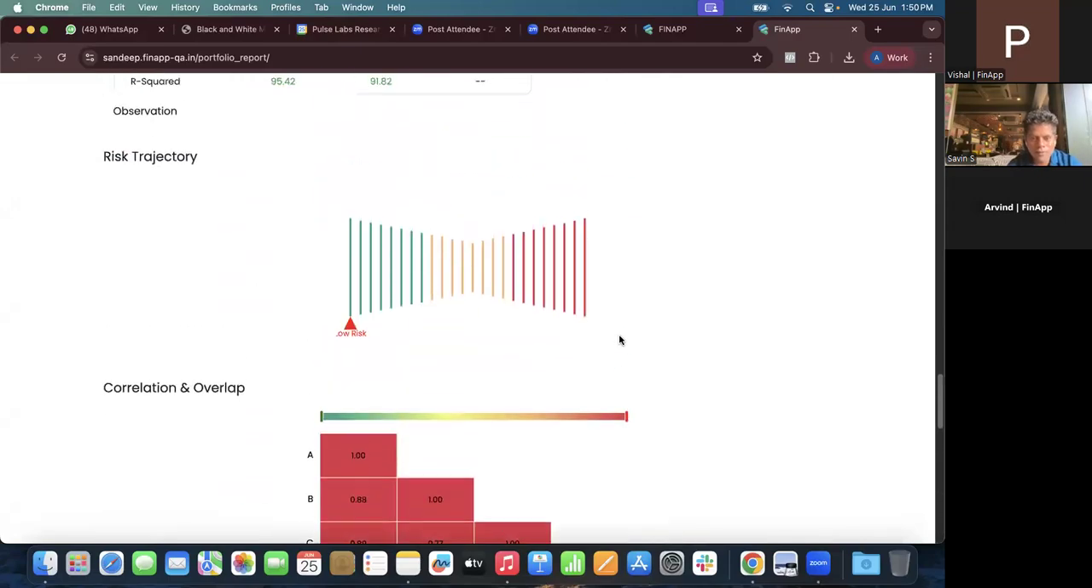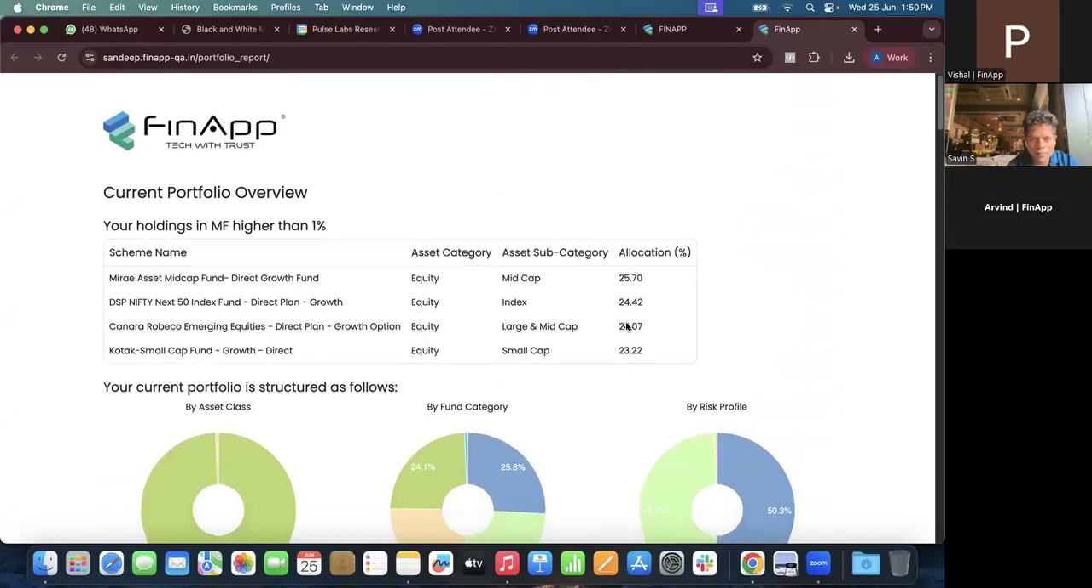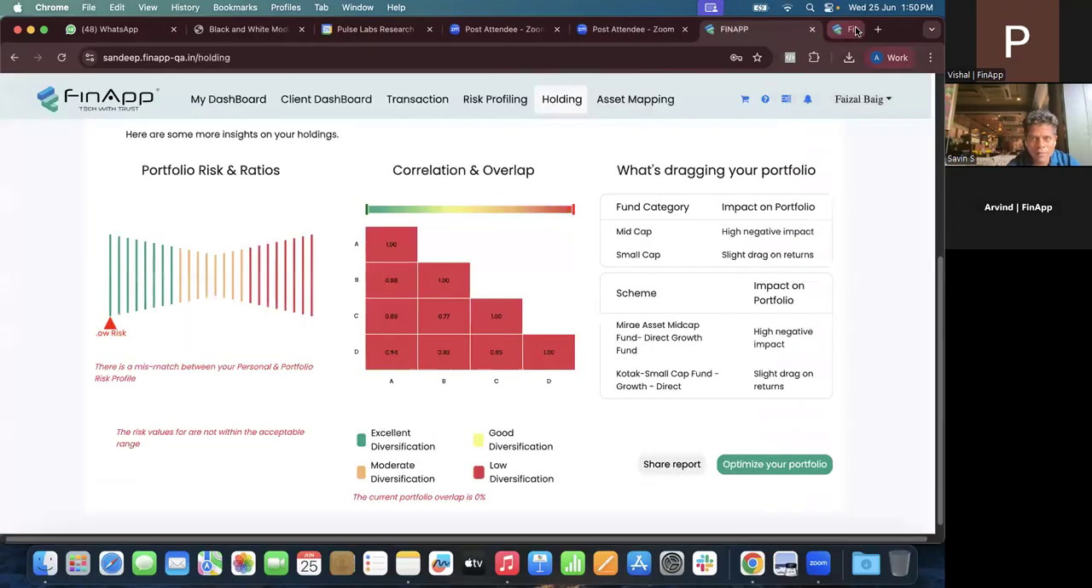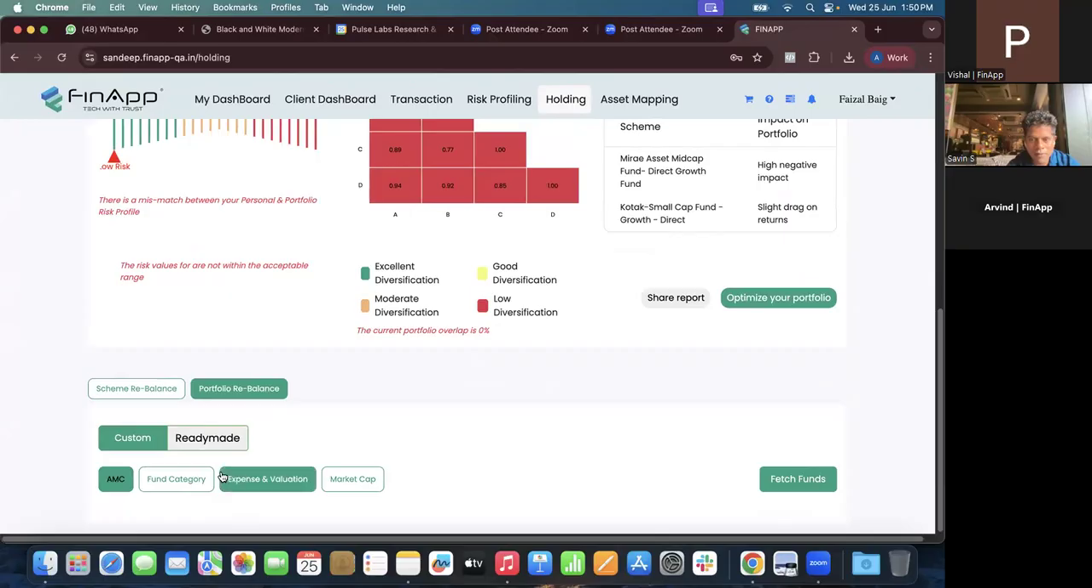Okay, once you share it, now let's say the customer says, "Yaar, I like it. What should we do now?" So we also have a portfolio optimization. You can do the portfolio optimization here itself, and once you complete it, in one click the client can execute it as well. If you want, I can show you this also.